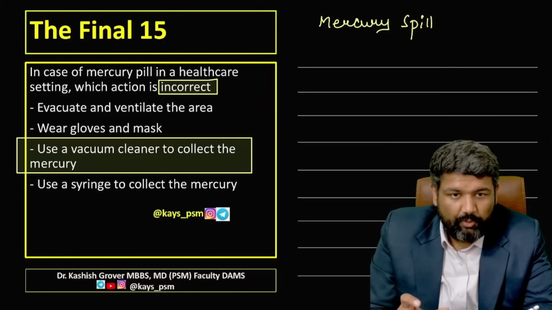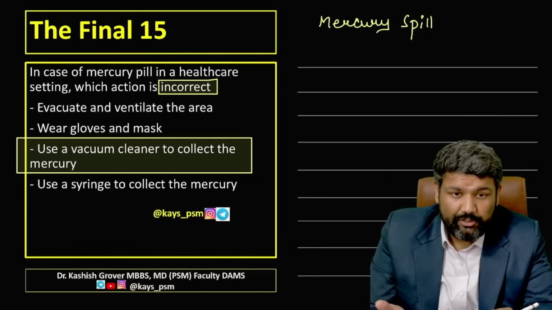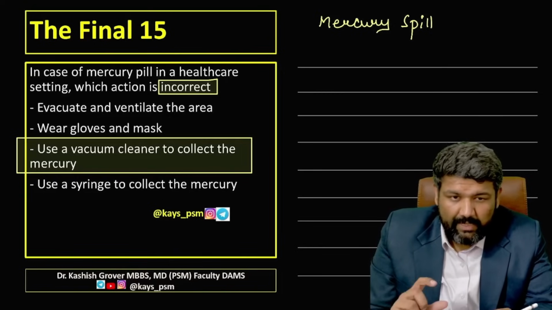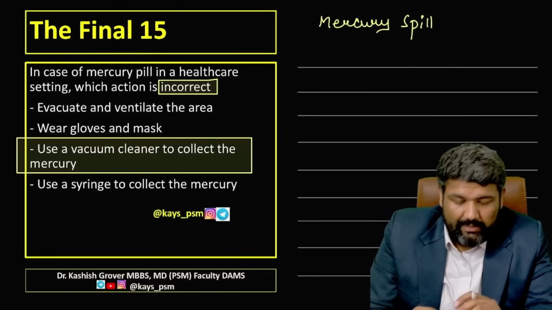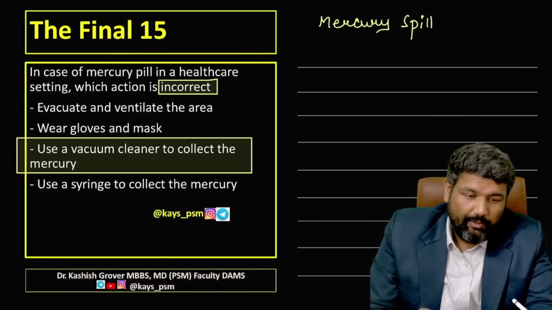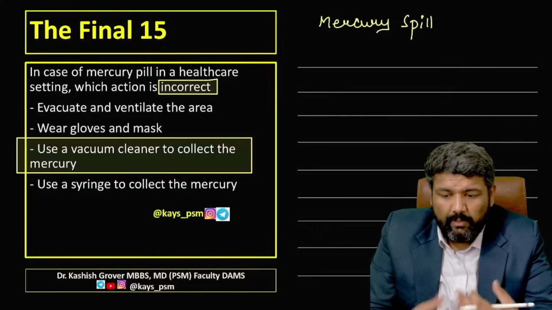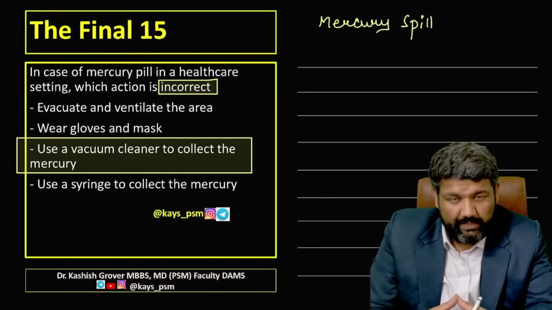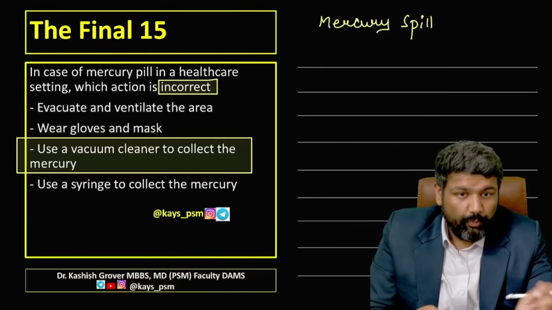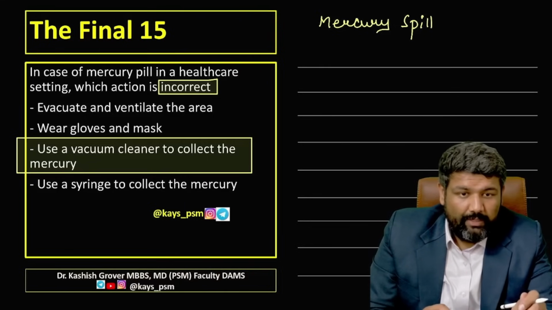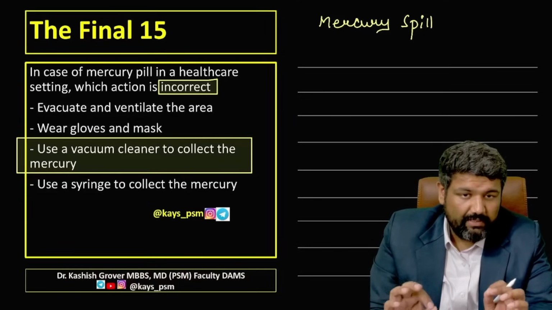Take a small plastic bottle half filled with water, like the bottle which is used for urine or stool collection. Place all the mercury over there, cover it, and hand it over to the facility that is expert in these managements. So this is what we do. We never vacuum, we never use broom to clean it, we never send all the mercury in the toilets. This should be avoided. This is the correct method.